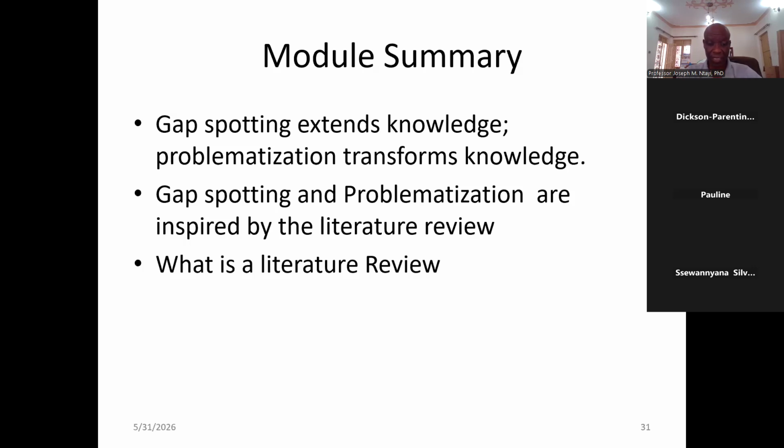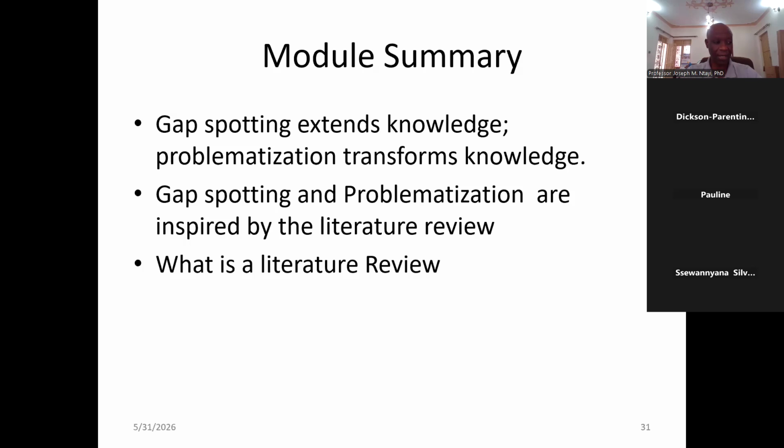So doctoral research, ladies and gentlemen, should therefore view literature not merely as a source of gaps, but as a source of assumptions to interrogate. Once we do that, we know that we shall be moving to another level of thinking, meaning that we are able to do a great job, ladies and gentlemen.